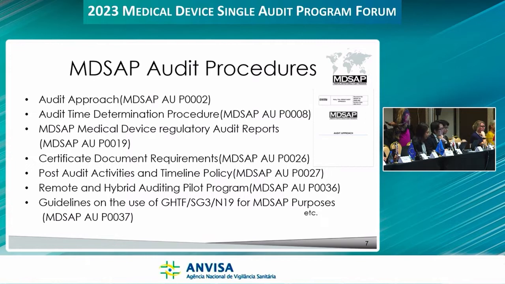AUP27 post audit activities and timeline policy specifies the timeline to complete post audit activities and to share audit information with regulatory authorities. AUP37 guidelines on the use of GHTF N19 for MDSAP purposes addresses how to write nonconformity and grade nonconformity. Based on these documents, the MDSAP auditing organizations can perform MDSAP audits consistently and reliably.